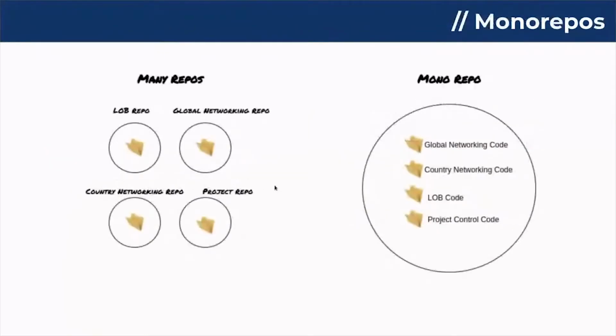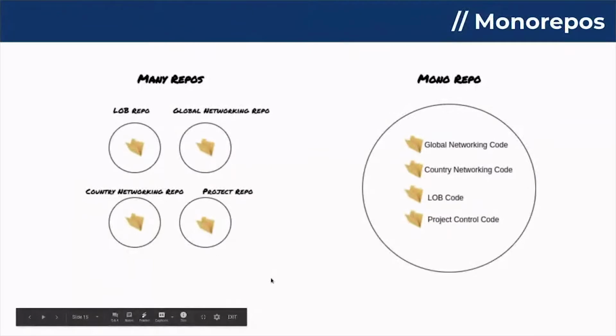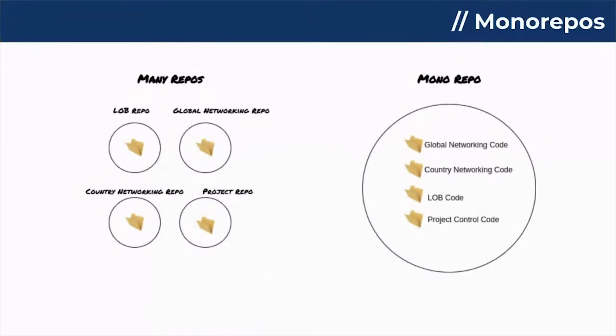So monorepos. Why monorepos? What is the difference between many repos? In a many repo scenario, it's very much like silos within an organization. You might have a single line of business having all their code in a single repository. You might have a networking team with all their code in a single repository, and there are just barriers; people can't see, don't have the same visibility.